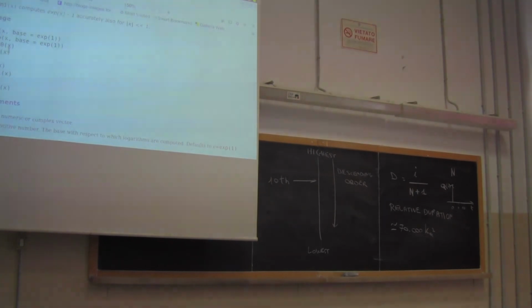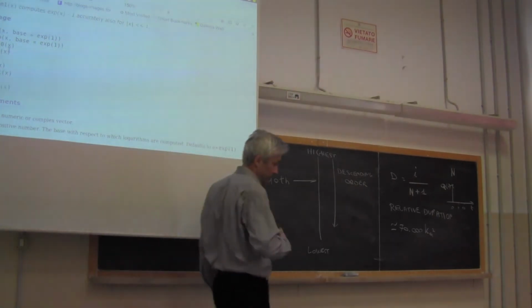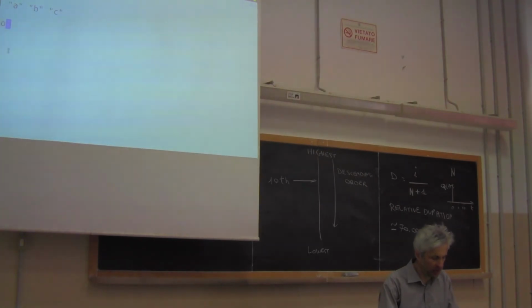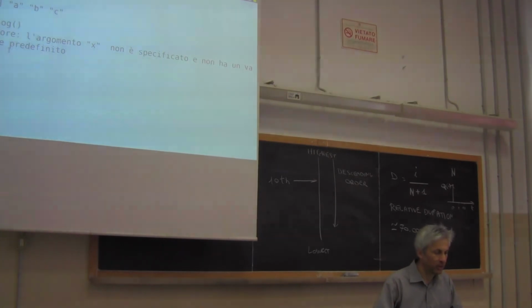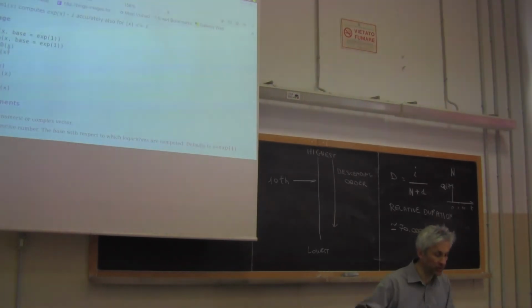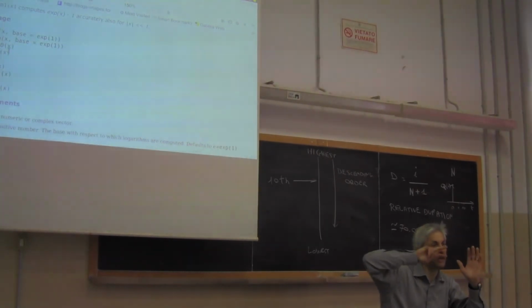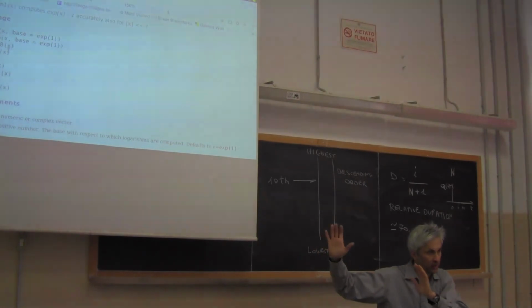So let me make an example. Let's refer to the logarithm. So I go back to R. Let's suppose that I write log, and I don't give any argument. You see? Error. The argument x is not specified and doesn't have a default value. It means that for x I don't have a default, and indeed here you see that x is listed alone without an equal to something.